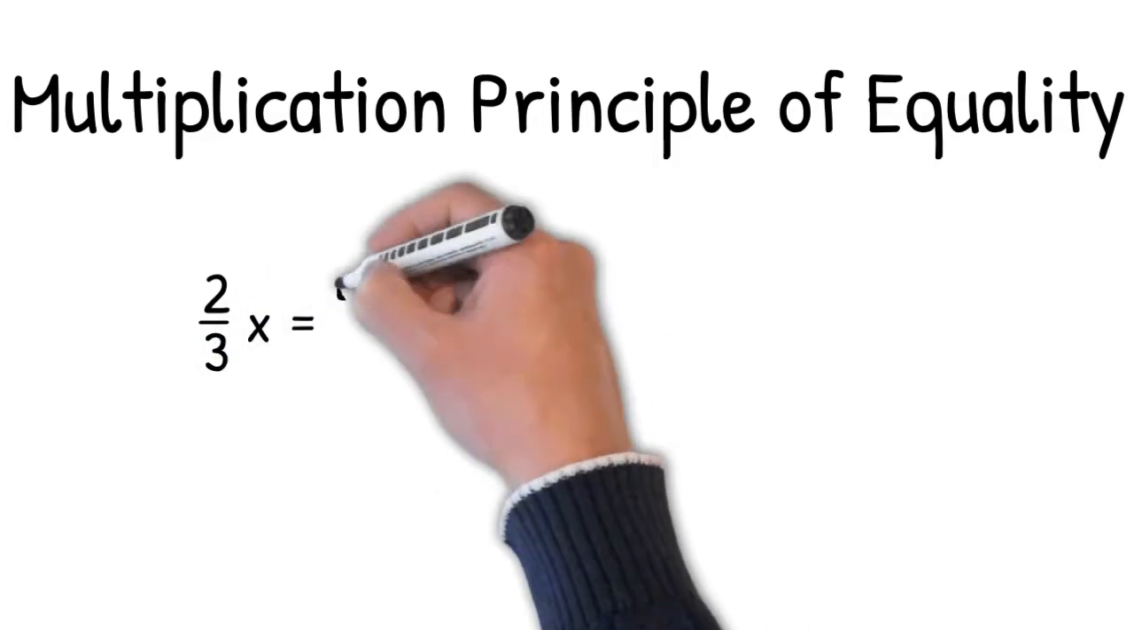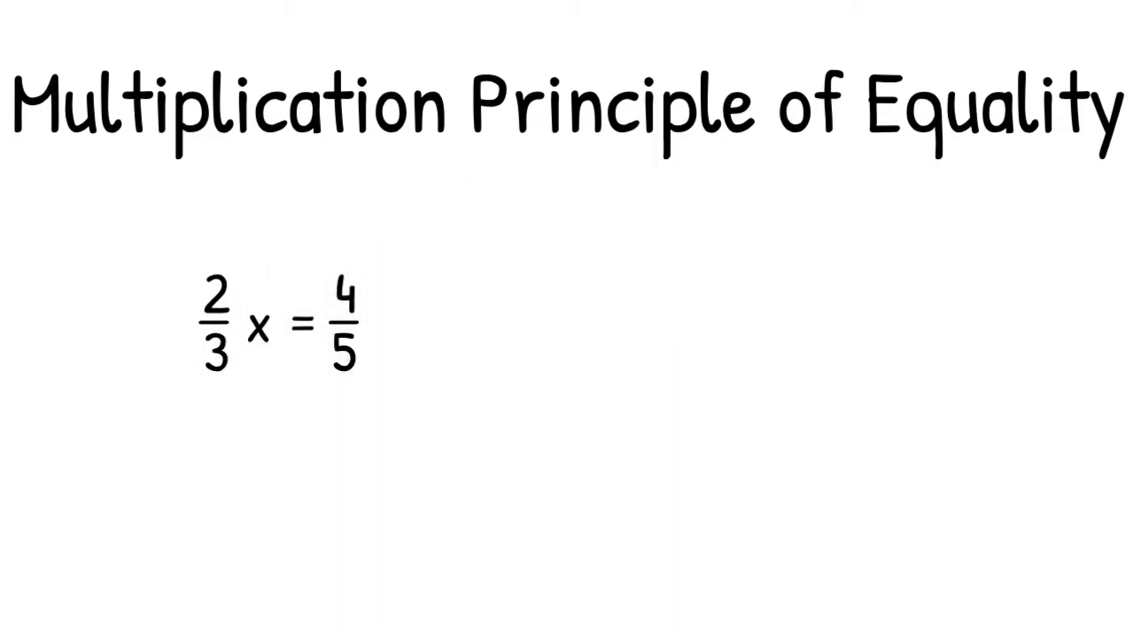Now let's crank it up a notch. Let's look at 2/3 x is equal to 4/5. This time we are working with fractions. If I look at what is happening to x, mathematically speaking, x is being multiplied by 2/3. So then we do the opposite of multiplying by 2/3, we divide by 2/3.